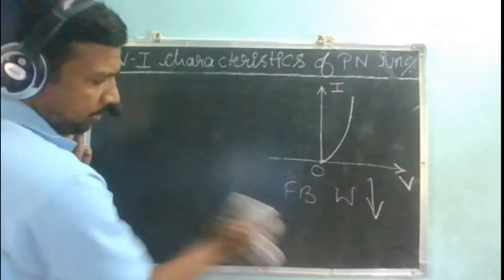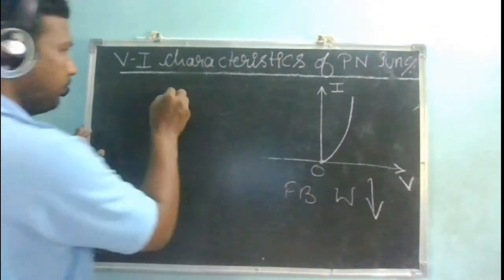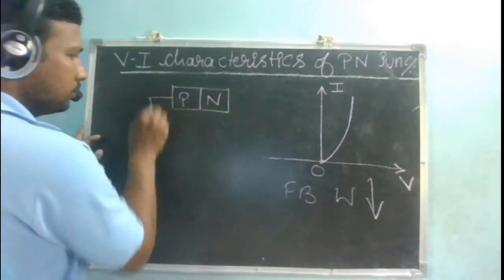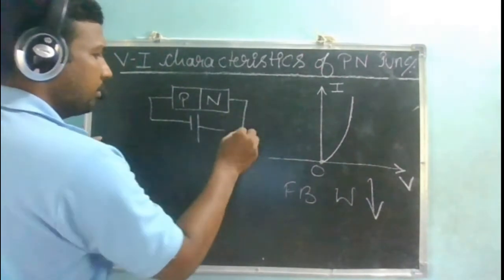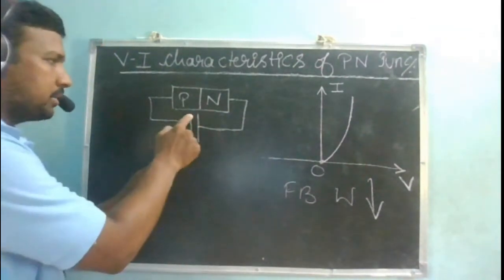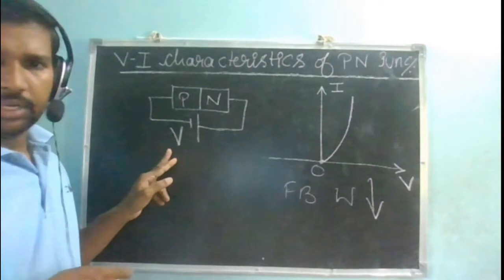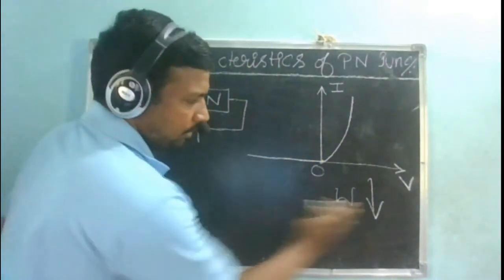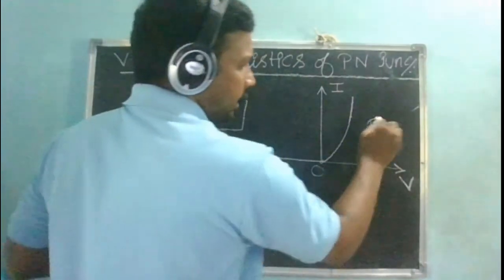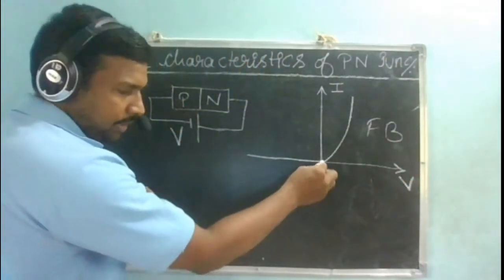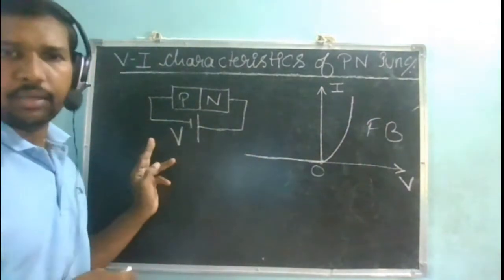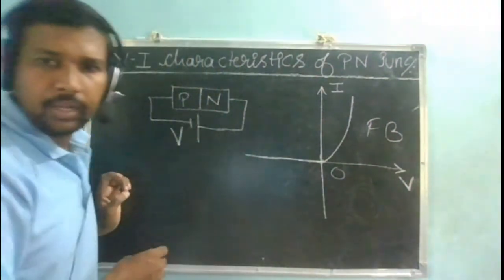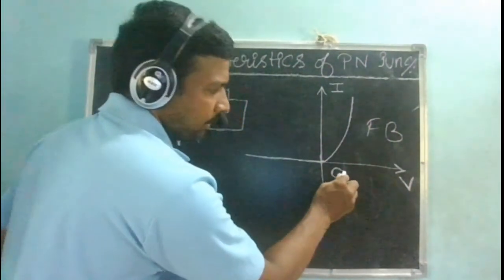When I apply reverse bias, applying reverse bias means you make your voltage negative. So this time the voltage is negative. For all this side, this is my forward bias. When my voltage is negative, I call it reverse bias. Let us see how the current is going to vary.